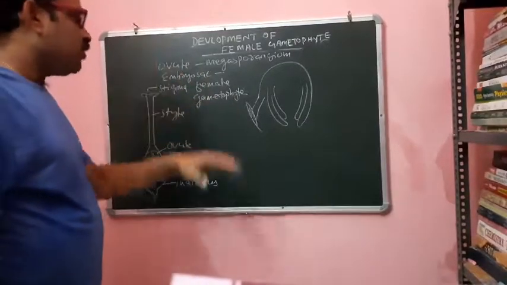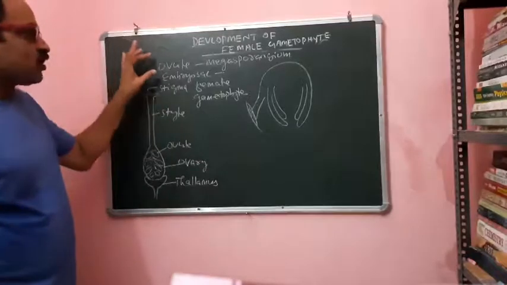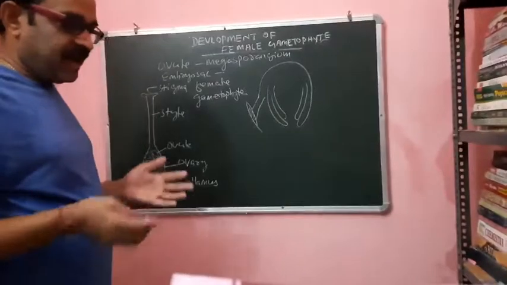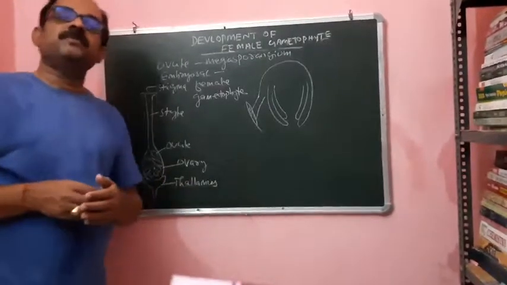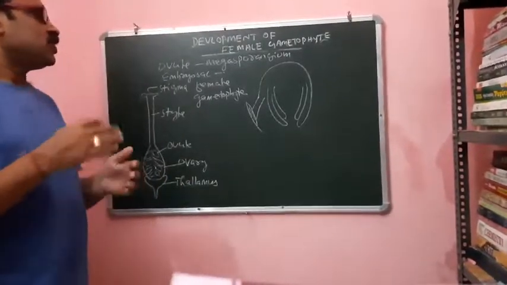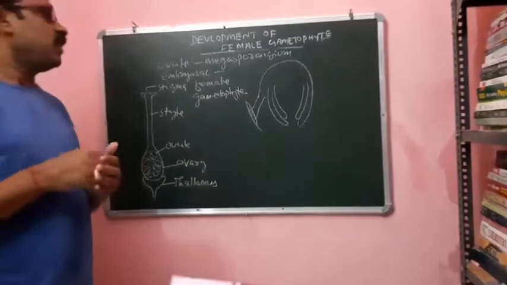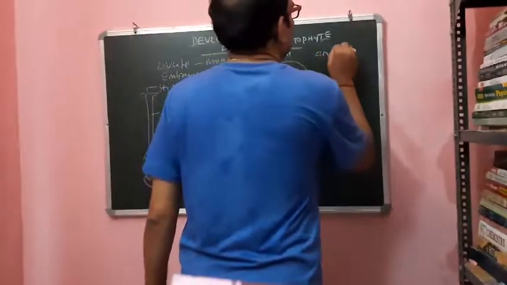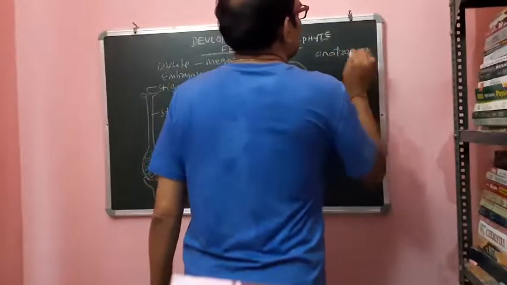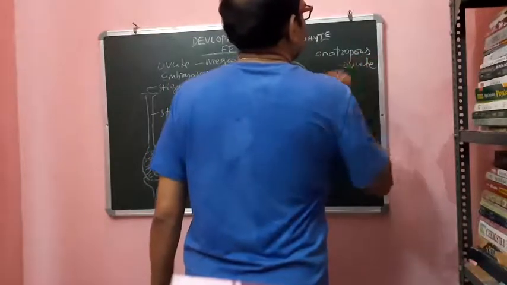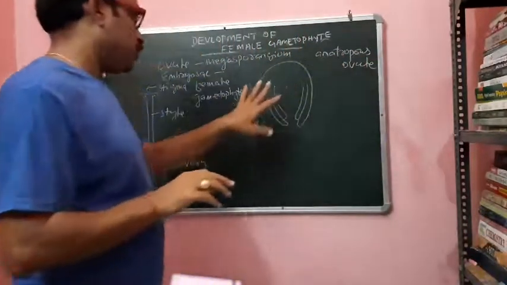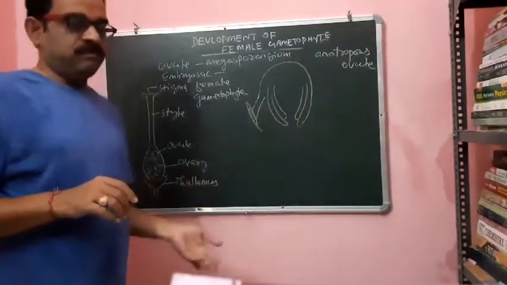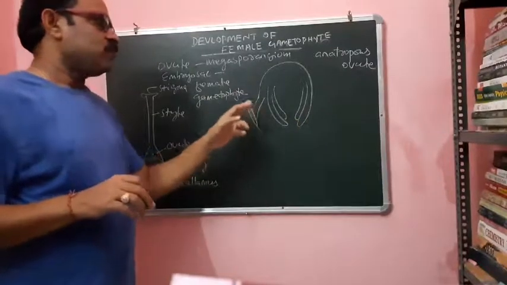Now we'll study the structure. What is the structure of ovule? In most of the angiospermic plants, the structure of ovule is called anatropous ovule. This is the anatropous ovule structure. I will explain it with labelling. Different types of ovules we will see in another section. Now look at the anatropous ovule structure.